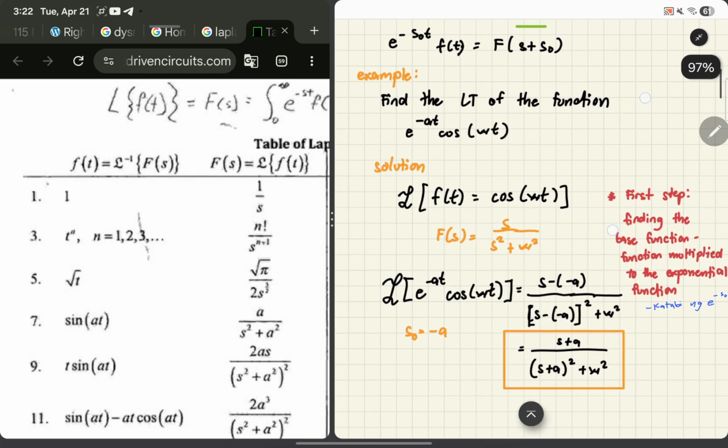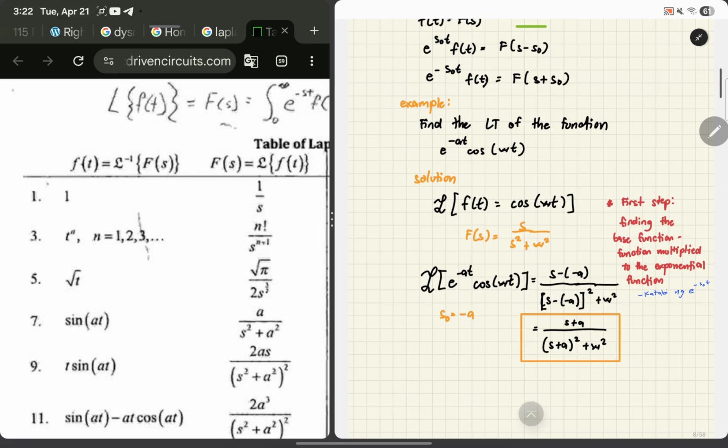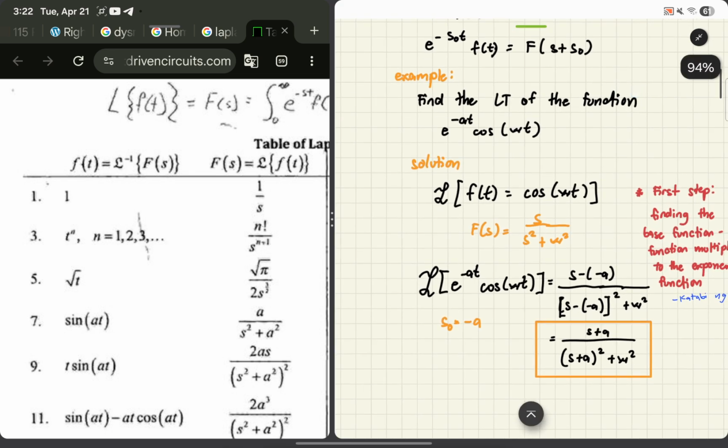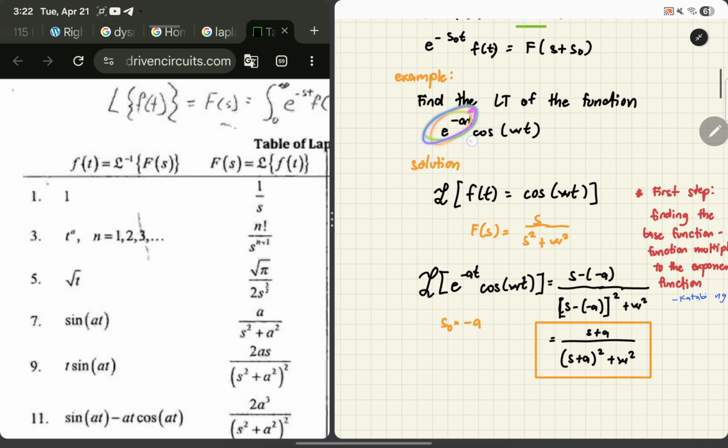Find the Laplace transform of the function e raised to negative at cosine wt. Okay, so the first step again is to find the base function, which is the function that is multiplied to the exponential function. So this is our exponential function and this is our base function. And we should find its Laplace transform.